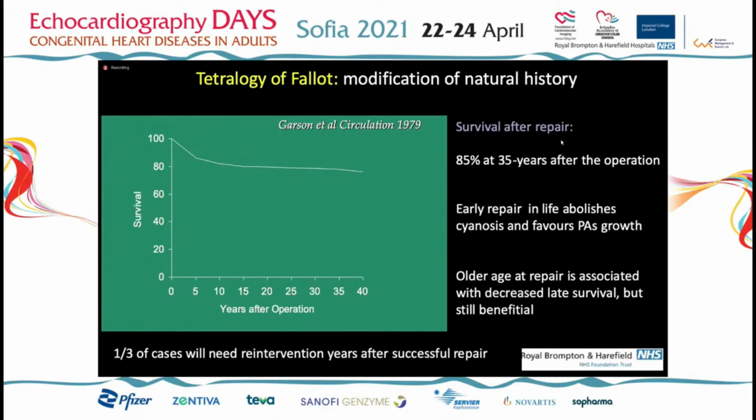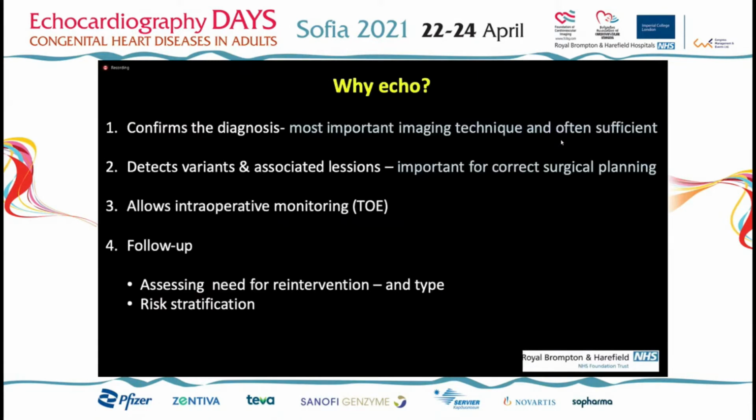Approximately 1/3 of patients with tetralogy of Fallot and repair for tetralogy of Fallot will need an intervention in the future. So what is the role of echo in this disease? Well, echo plays a role in the diagnosis, in the intraoperative monitoring for surgery, and also in the follow-up and as an indication for intervention. So basically, it's the most important imaging technique and often is sufficient, particularly in children and in infants, for the diagnosis of the TOF.